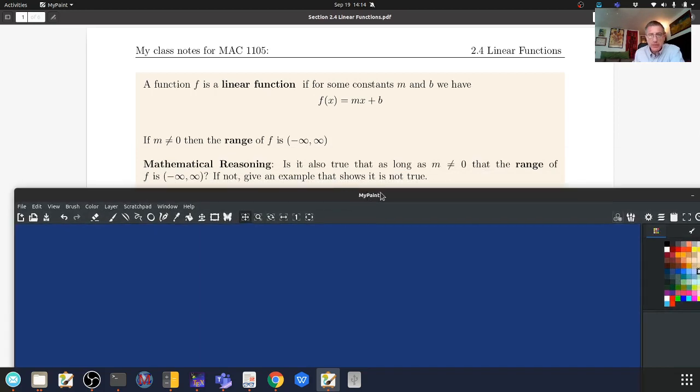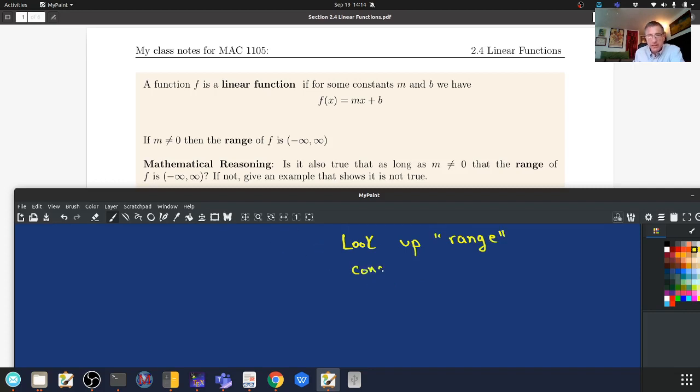And here's an interesting challenge for you. Is it also true that as long as m is not equal to 0, the range of f is minus infinity to infinity? So how do you go about answering this question? Here is really all you need. Look up range. So you know what the range of a function is, if you don't remember. And then look at the obvious.